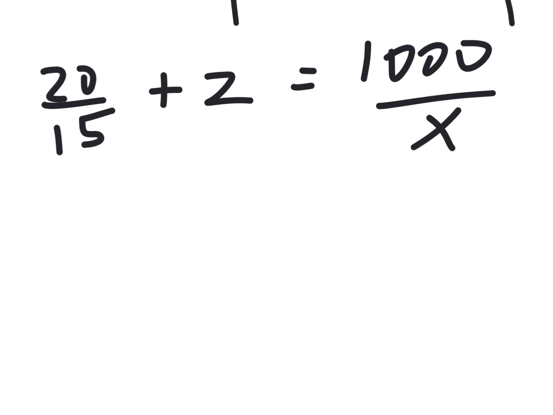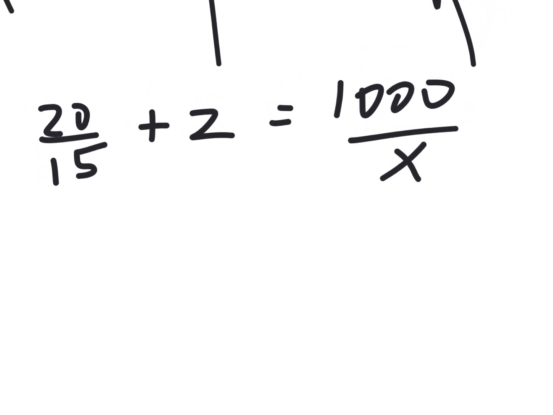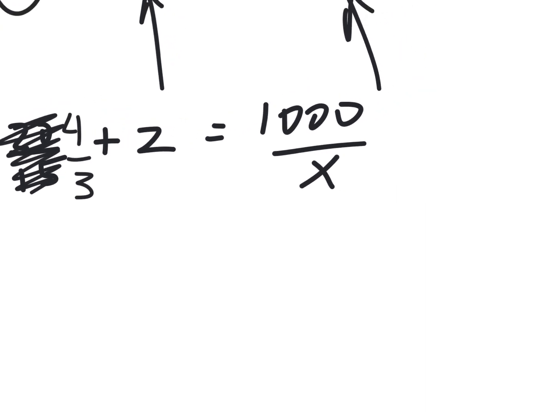There's no less than, so I don't have to test intervals and all that. So, yay, I can just clear the fraction. What am I multiplying everything by? Well, wait. First, let's simplify the 20/15ths even further. What is 20/15ths reduced to? 4/3. And now I can multiply everything by 3x.